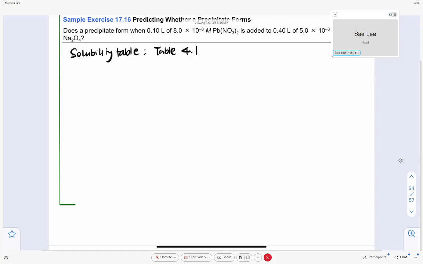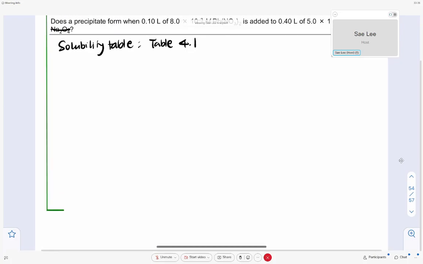Does a precipitate form when 0.1 liter of 8 times 10 to the negative 3 molar lead nitrate is added to 0.4 liter of 5.0 times 10 to the negative 3 molar sodium sulfate? Oh, not sodium oxide, I'm sorry. This is sodium sulfate. Can you guys please fix that?